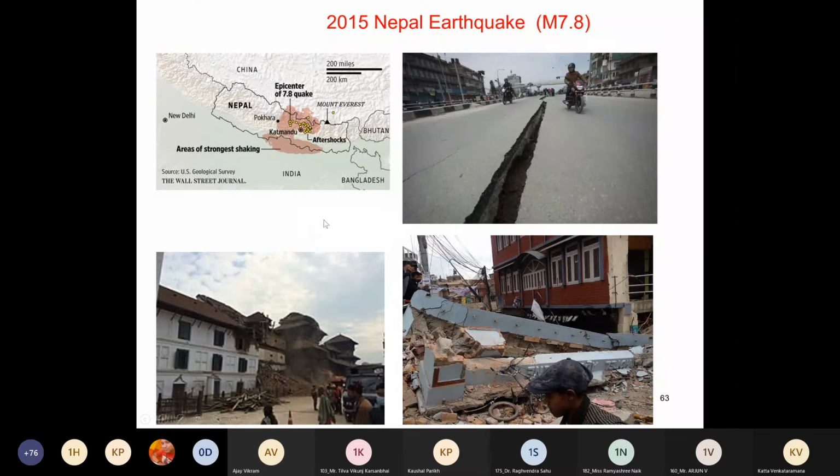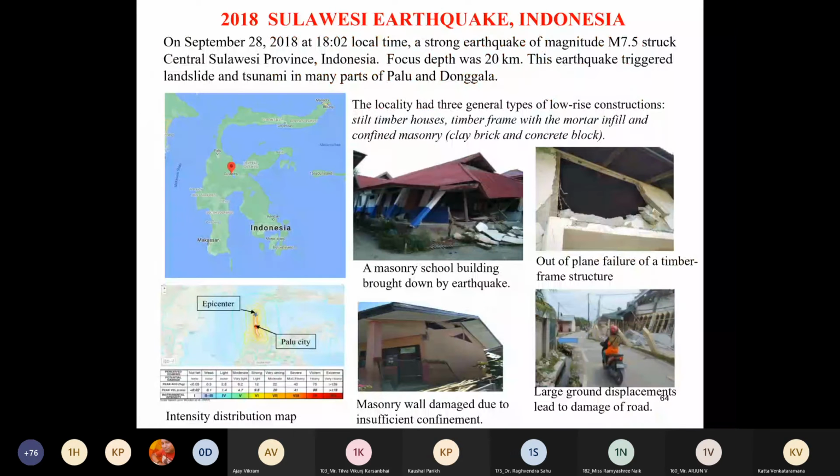This slide shows the 2015 Nepal earthquake, magnitude 7.8. Areas of strong shaking in Nepal and also parts of India, northern parts of India. This was the epicenter and there were many aftershocks. Nepal has many masonry buildings, so many such buildings were damaged due to this earthquake. Then fissures on the road and also damage to arteries. Nepal earthquake, magnitude 7.8.